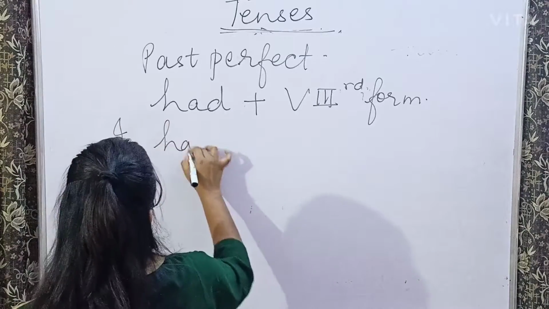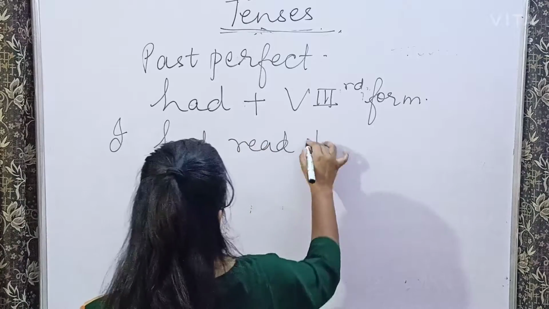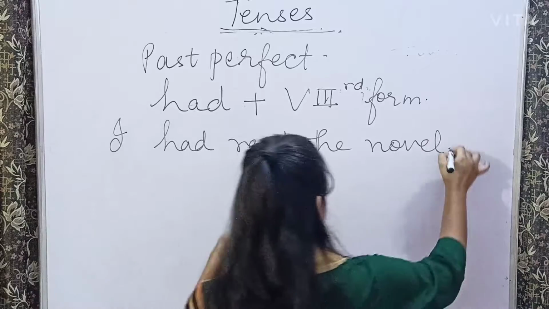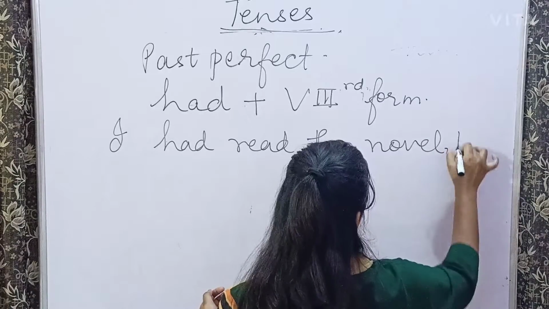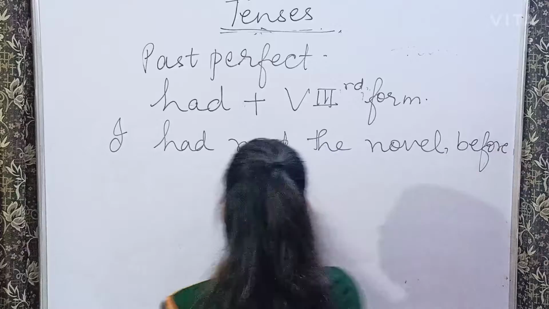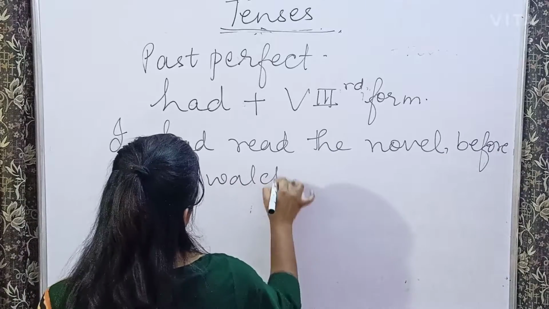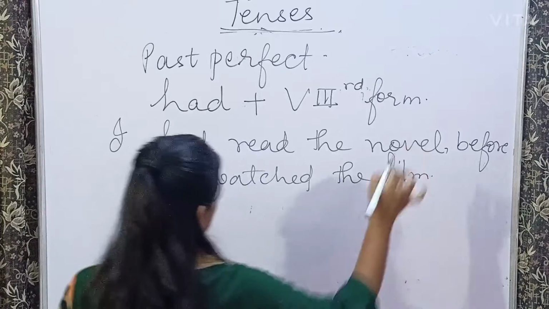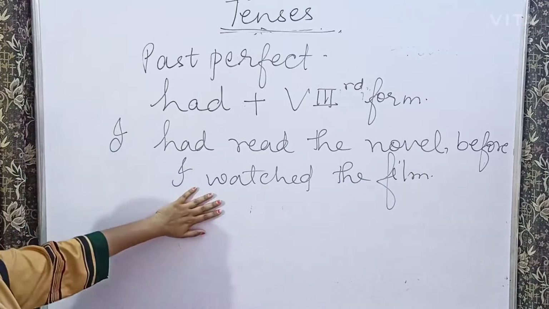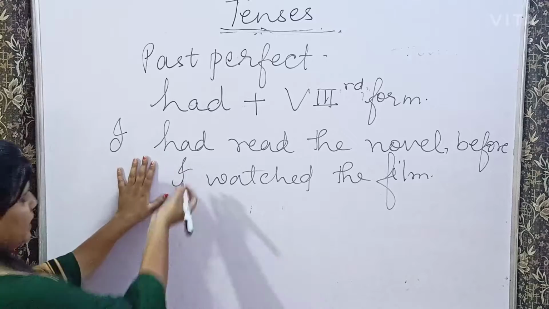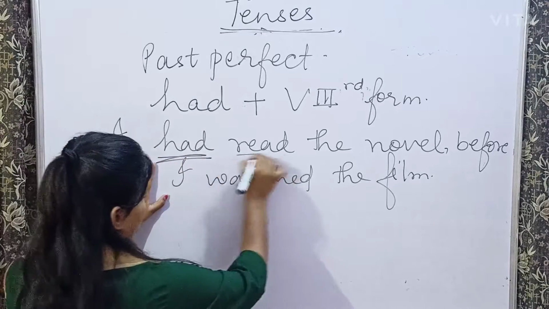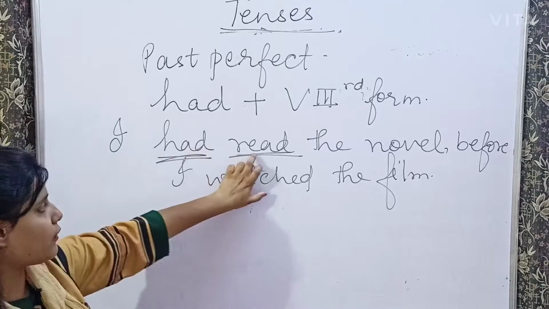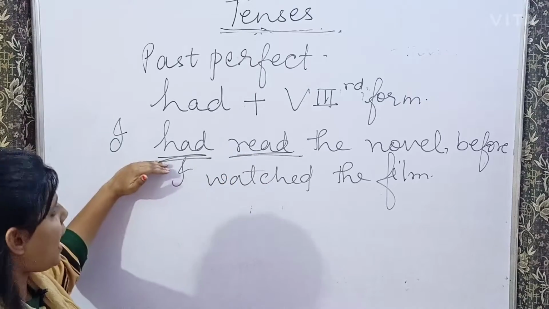I had read the novel before I watched the film. Can you see that we have put had over here plus verb का third form, that is read, read. ठीक है, we have put the verb's third form over here and we have put had.